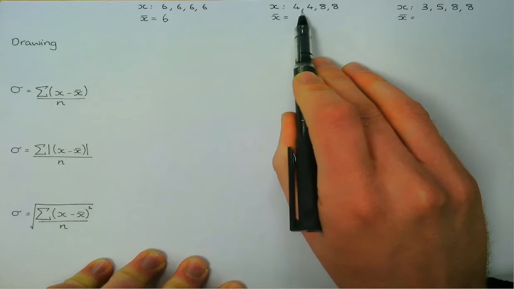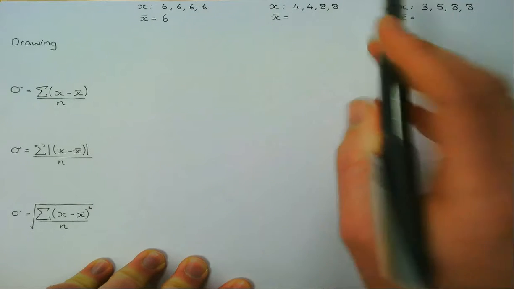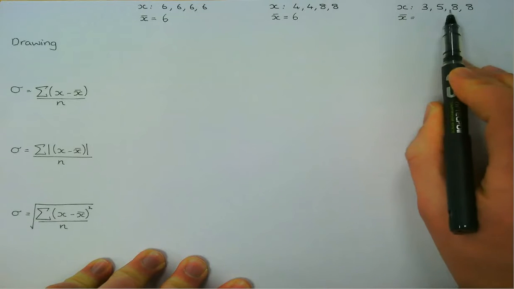Now, we've also got another set of data here, and you should be able to see pretty happily that the mean is also 6, so I'll write x bar is 6. And again for this one.